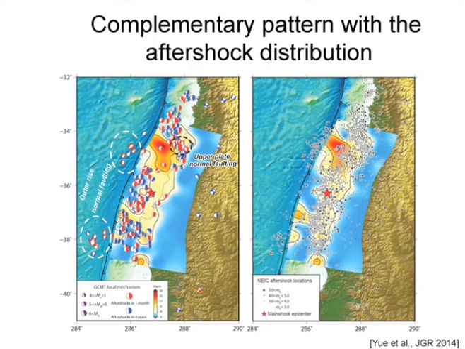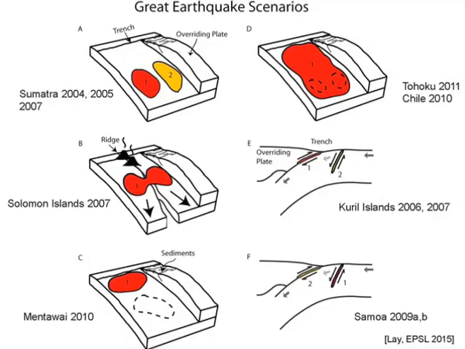So again, we are surprised, and we don't have the ability to anticipate what will be the slip distribution in the next big earthquake because it's very complicated from event to event. So let me summarize briefly.